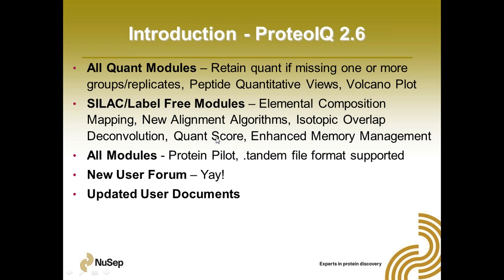There's quality metrics, or what we call quant score, now associated with the peak picking, and something we always battle with is enhanced memory management. You guys continually increase the size of your projects. We continually have to update how we manage that data in the software to make sure that we scale with you. I think that's going to be an ongoing thing.